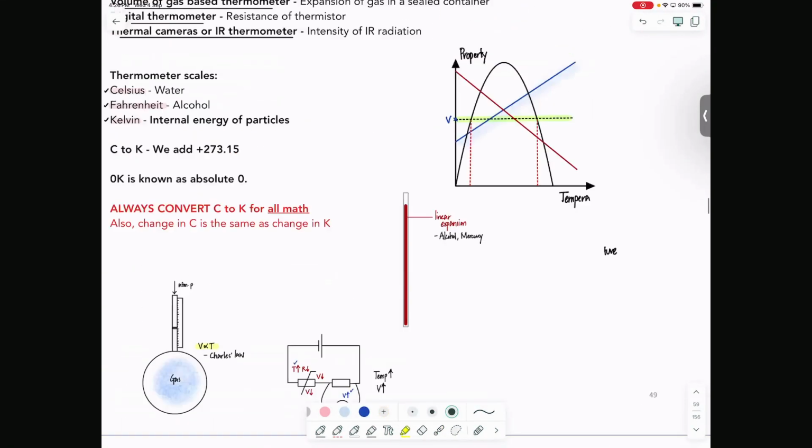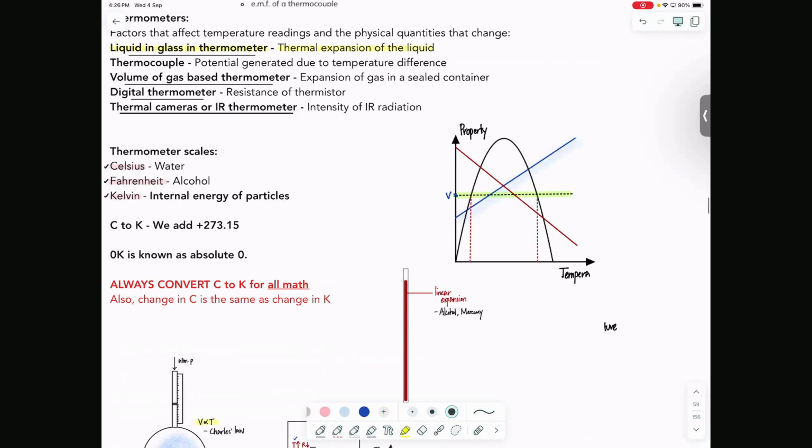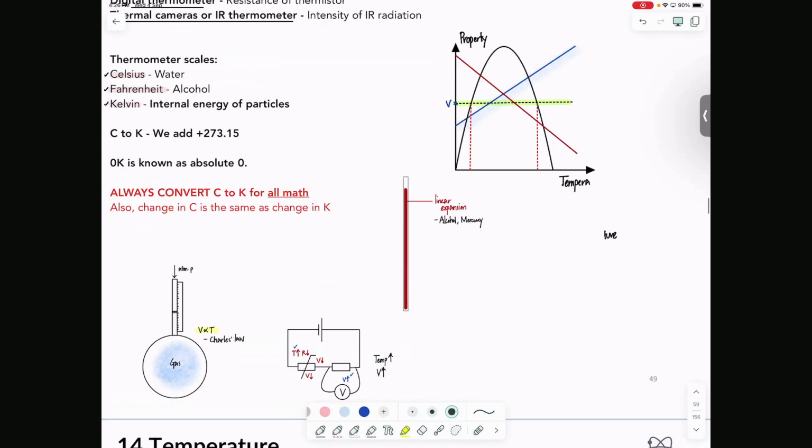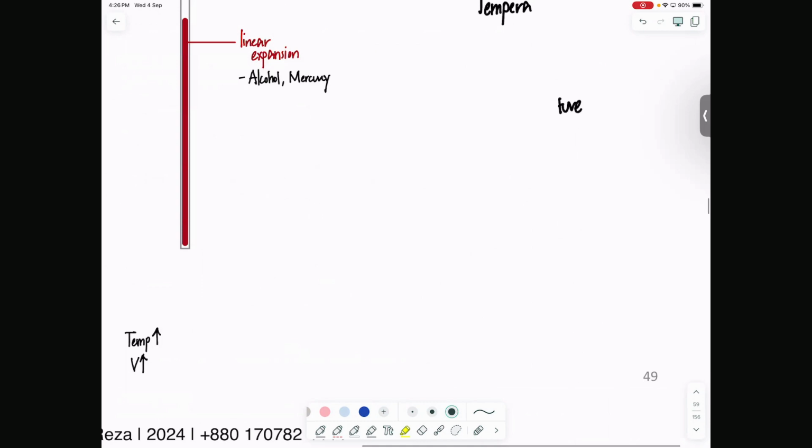I'll just show you one more thing before I give you some notes on this, which is the working of a thermocouple. So what's a thermocouple? Does anyone know?